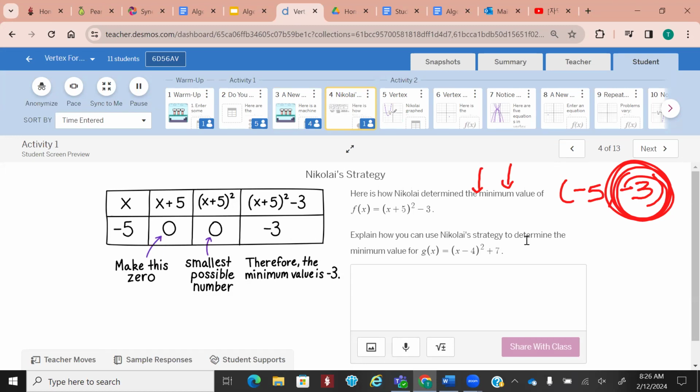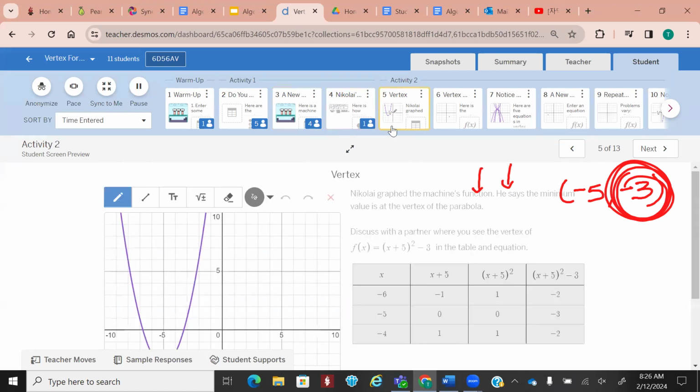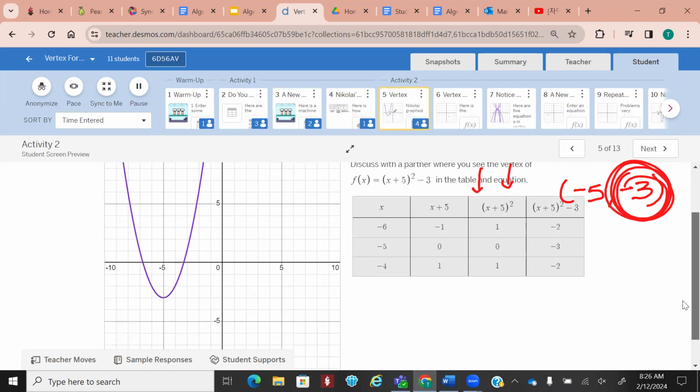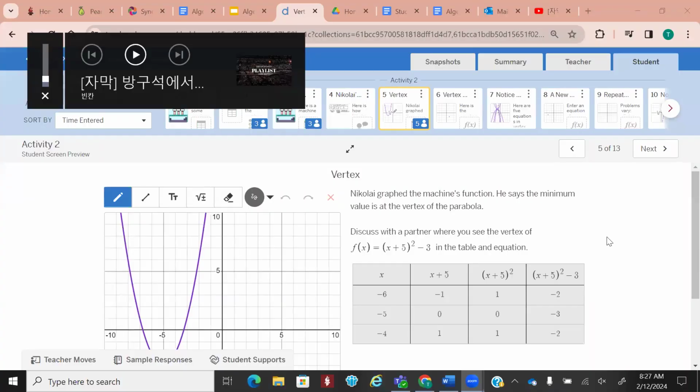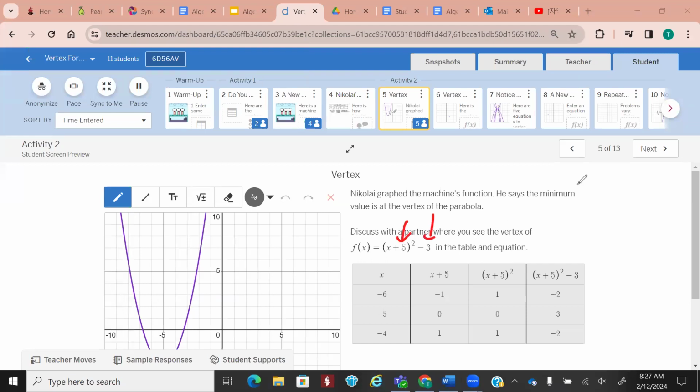Okay, so explain how you can use this strategy. Actually, skip that one. Go ahead and go to slide 5. Discuss with a partner where you see the vertex in the table and in the equation. Take a second, talk to your friend. So where would be the vertex for this one? Change the sign of the first, keep the second. What's that going to be? Negative 5, negative 3.